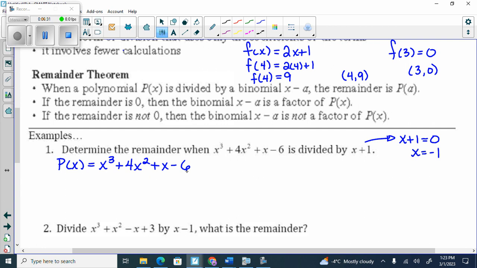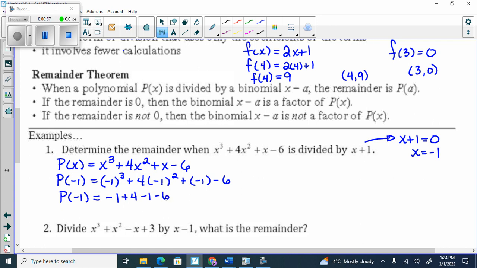Now I want to find out when I put in negative 1, what do I get? So I'm going to go p of negative 1 equals negative 1 cubed plus 4 times negative 1 squared plus negative 1 minus 6. Negative 1 cubed is negative 1. Negative 1 squared is 1. 1 times 4 is 4. Minus 1 minus 6. And so I get p of negative 1 equals negative 4.